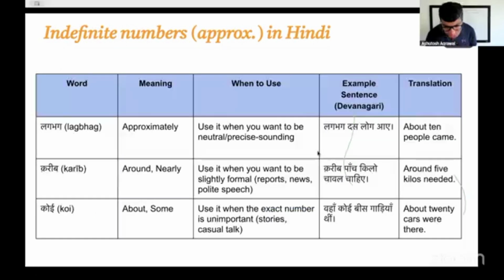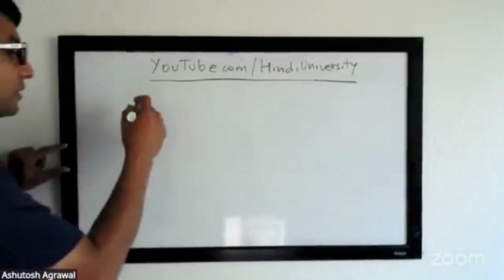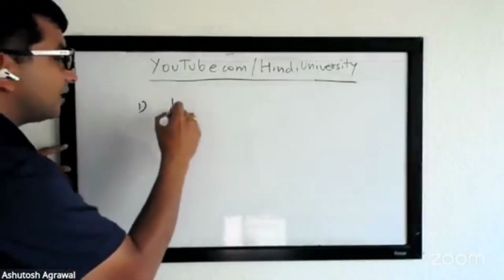Okay. So how is it in Hindi? Right. In Hindi, we have many ways to say it, but the most common ones are using lagbhag. Repeat after me. The word lagbhag, which talks about approximately. We also use a word called karib, and the third one is koi. So I'm going to stop the sharing, and I'm going to write it down for you so you can follow along with me. So the first one I mentioned was lagbhag.